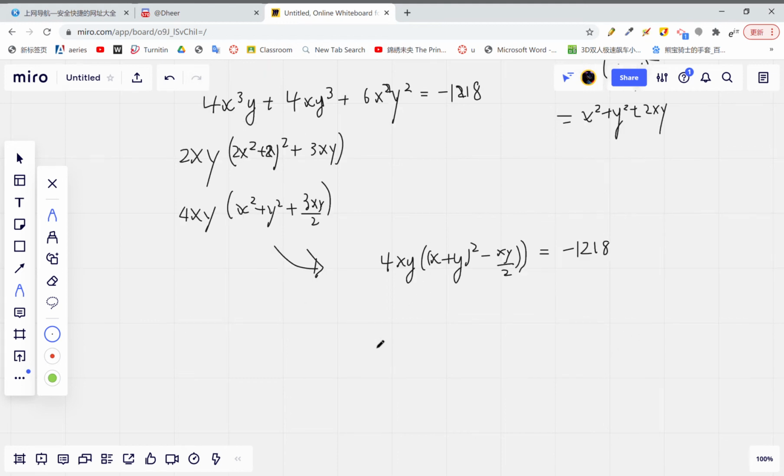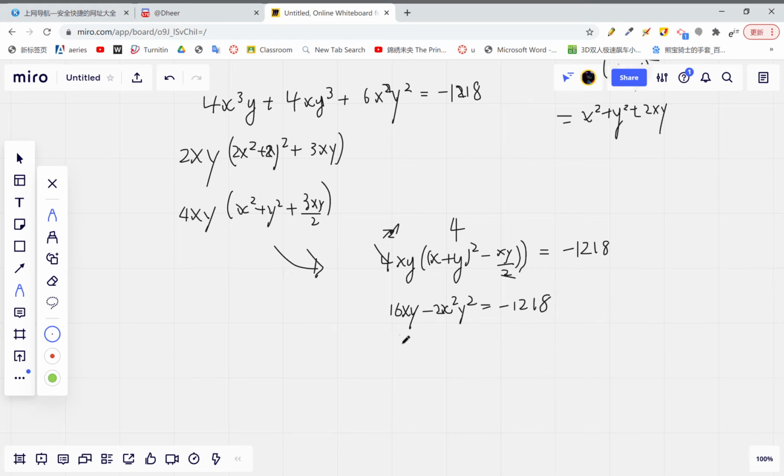So we just realized that this is 4. We know that x plus y is equal to 2, so x plus y squared is equal to 4. So we simplify this into 16xy minus, these two cancel out, so minus 2 x squared y squared. We left it with a 2 and this is a 1. So it's 4xy times xy over 2. Then it's 2 x squared y squared equal to negative 1218.